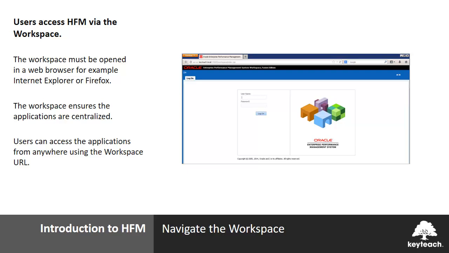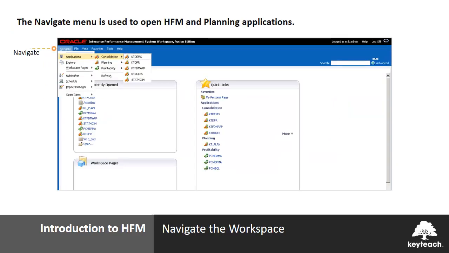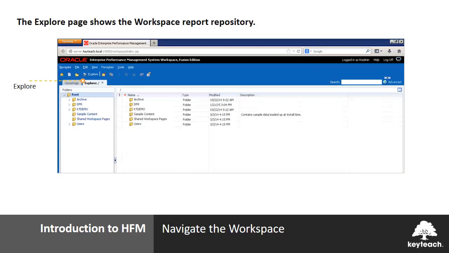As an administrator, we will need to provide the URL for the Workspace. Once the user's logged into the Workspace, they'll need to open their particular application, and the application is product specific. So we'll select Navigate Applications, and in this case we're going to select Consolidation. There we can see all the applications that the administrator has provisioned for us to use. You notice with the Workspace you can access multiple products and multiple applications.